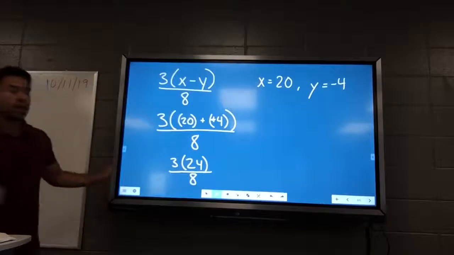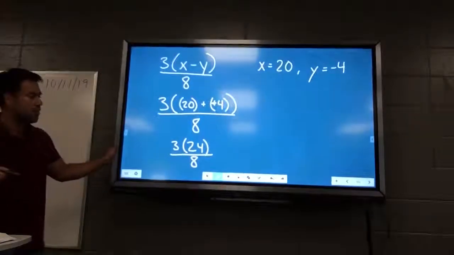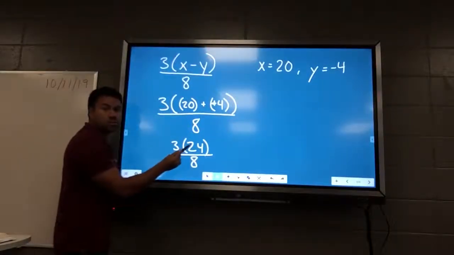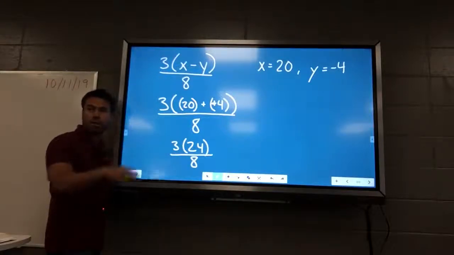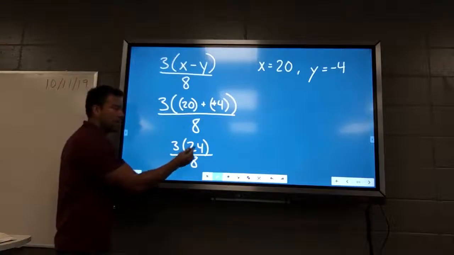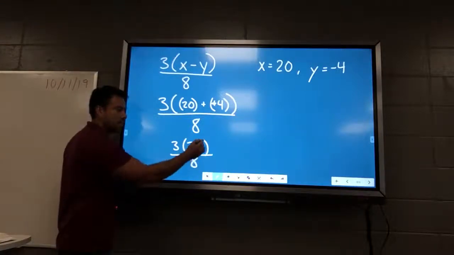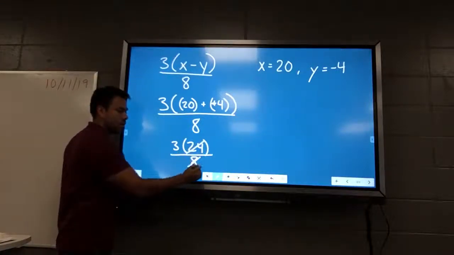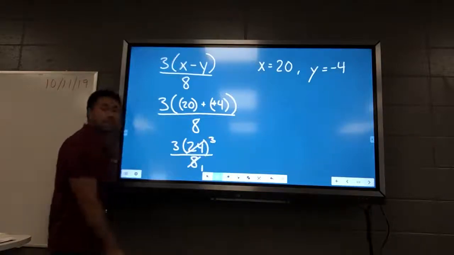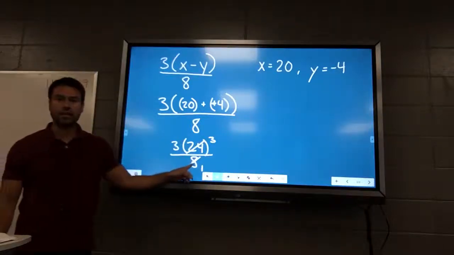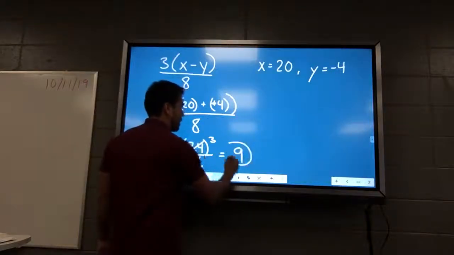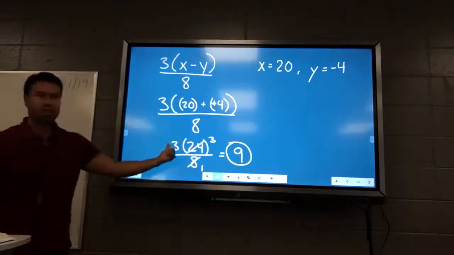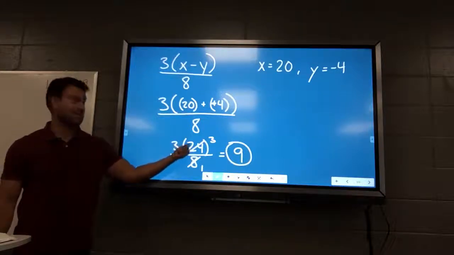Now, when we do this one, let me finish this off. Okay, how many of you did 3 times 24? Okay, you figured that out. Well, why don't you use your different properties and procedures? I got a 24 and an 8. What can I do with those two? I can simplify them. What's 24 over 8? 3 over 1. What's your final answer? Should be a 9. If you did 3 times 24, oh my.